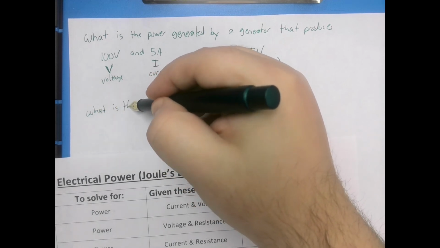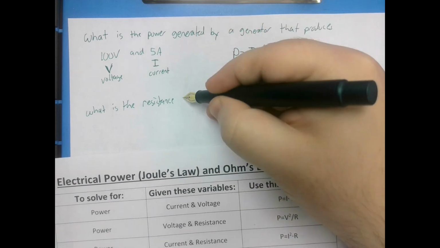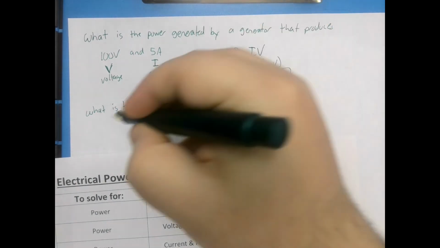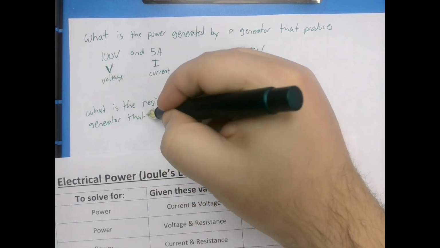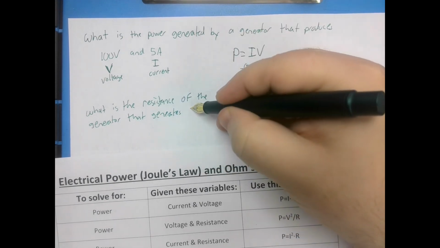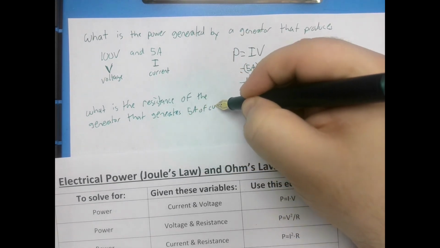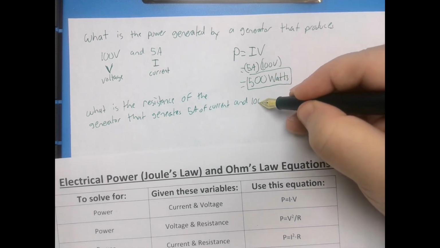What is the resistance of the generator that generates 5 amps of current and 100 volts of voltage?